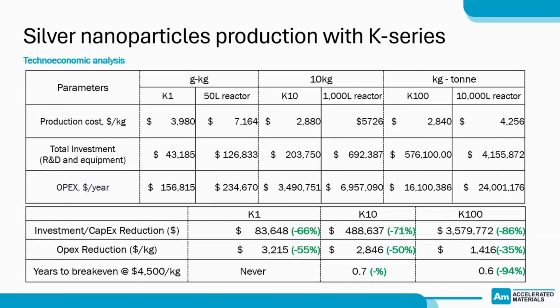And over here, for example, for the K1 reactor, of course, the production cost is quite high, so probably the break even is never achieved. However, for the K10 and K100, you can achieve it quite quickly. And at the K10 scale, for 10 kilograms a day, it's already possible to generate profit, unlike for the batch reactor, where the product cost is still more than the average on the market, 4.5 thousand per kg of particles.